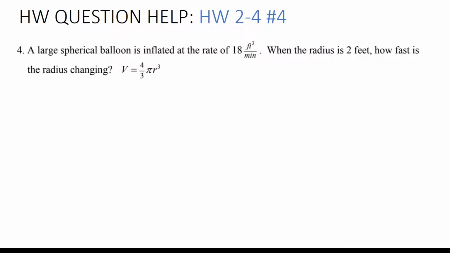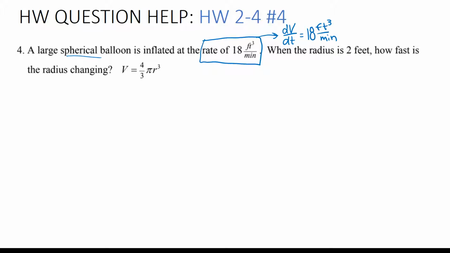Okay, so we're going to start by looking at number 4 in the homework. And this one we're talking about a spherical balloon that's being inflated at a rate of 18 feet cubed. So this is our first given. It's going to be our change in our volume. And we know it's volume because of the 3 right there, because we're talking about feet cubed. We're talking about our change in volume over time. It's 18 feet cubed per minute.